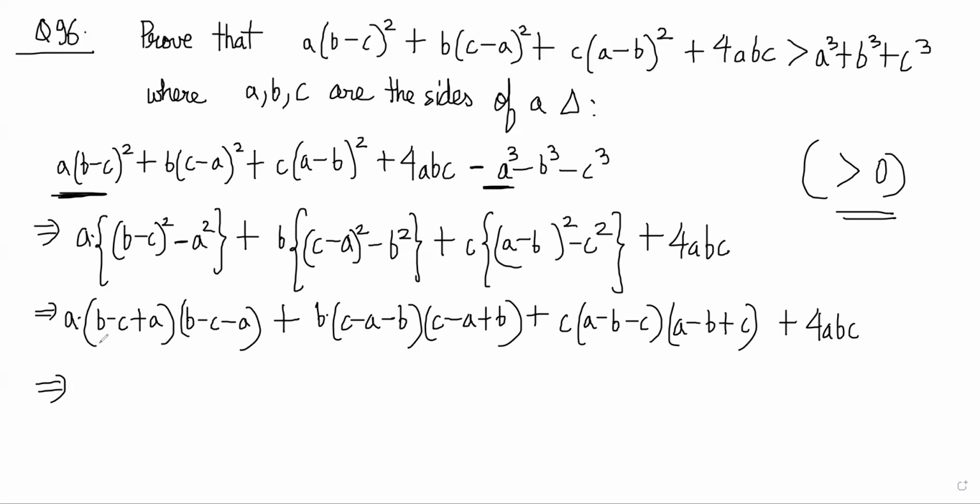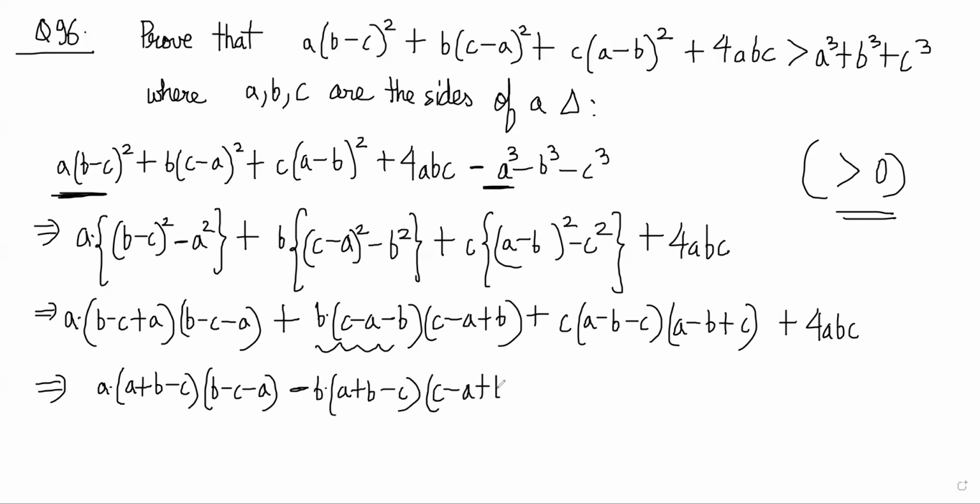A plus B minus C is a term here. A times, you have A plus B minus C here, B minus C minus A, and I can write this as a negative B, (A plus B minus C), (C minus A plus B). And this is C times (A minus B minus C), (A minus B plus C), plus 4ABC.